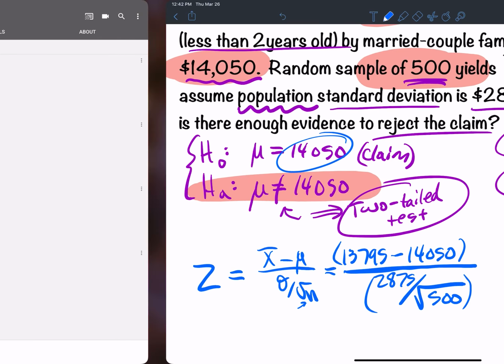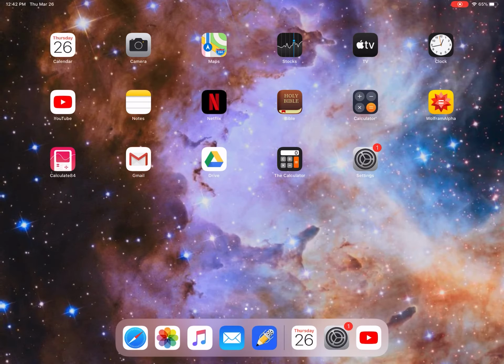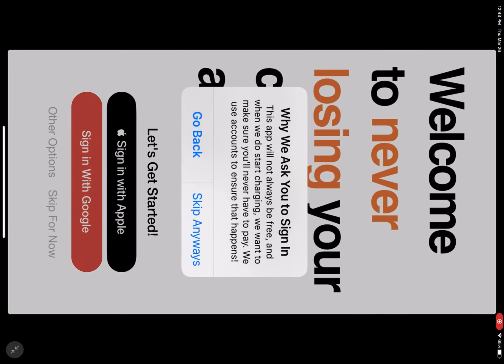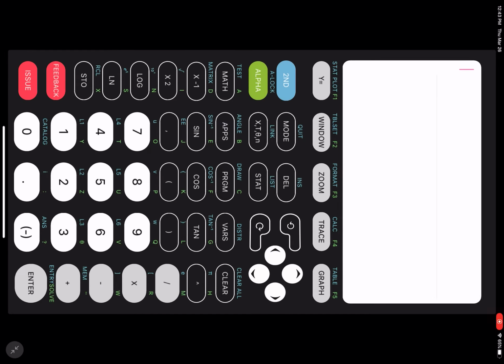Let me show you how this works in a calculator, just to make sure we're all on the same page when we divide, and we don't mess this up. Parentheses, 13,795 minus 14,050, close parentheses, divide, parentheses, 2875 divided by square root, hit the square root button, and then 500. Then close parentheses and hit enter.